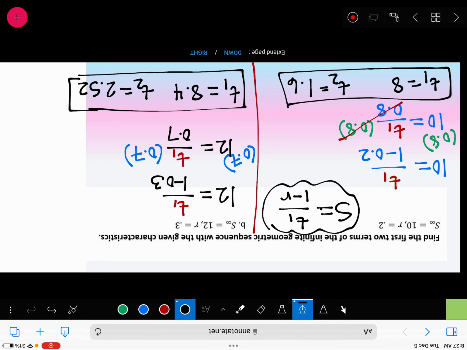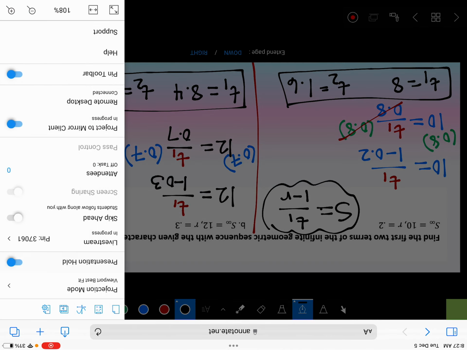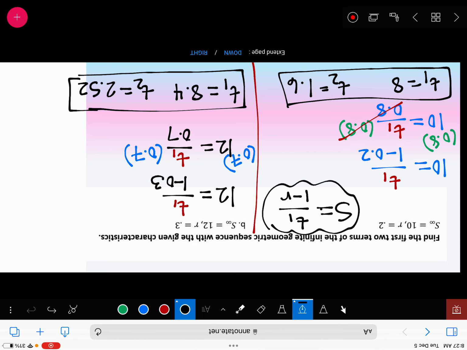Thumbs up when you have your first 2 terms. Who found the first 2 terms? I want to give you all a chance to find it on your own before I show you the answers. All right, whose answers match what I got? I got T1 is 8.4 and T2 is 2.52.